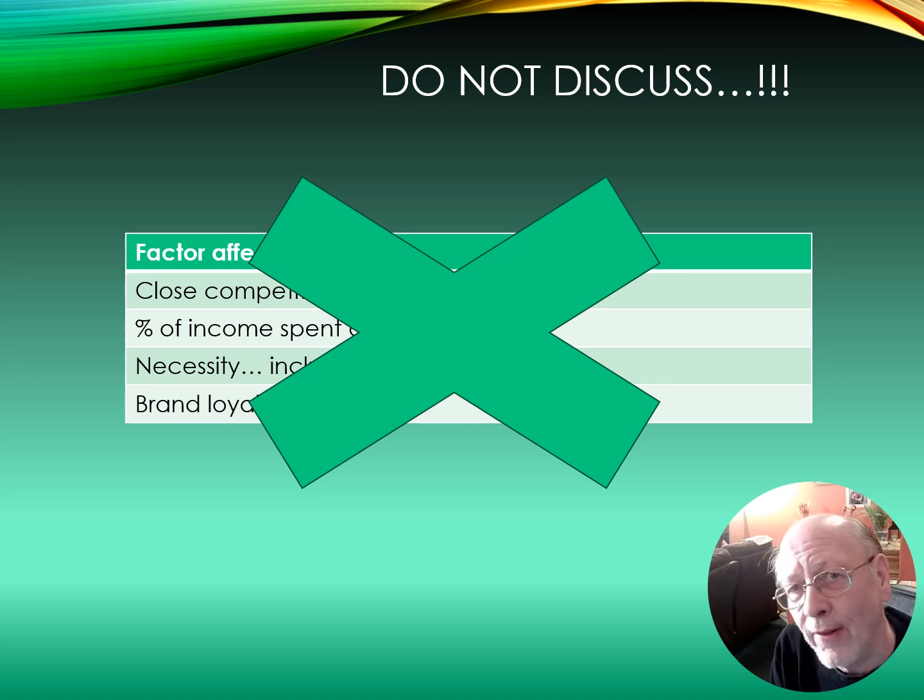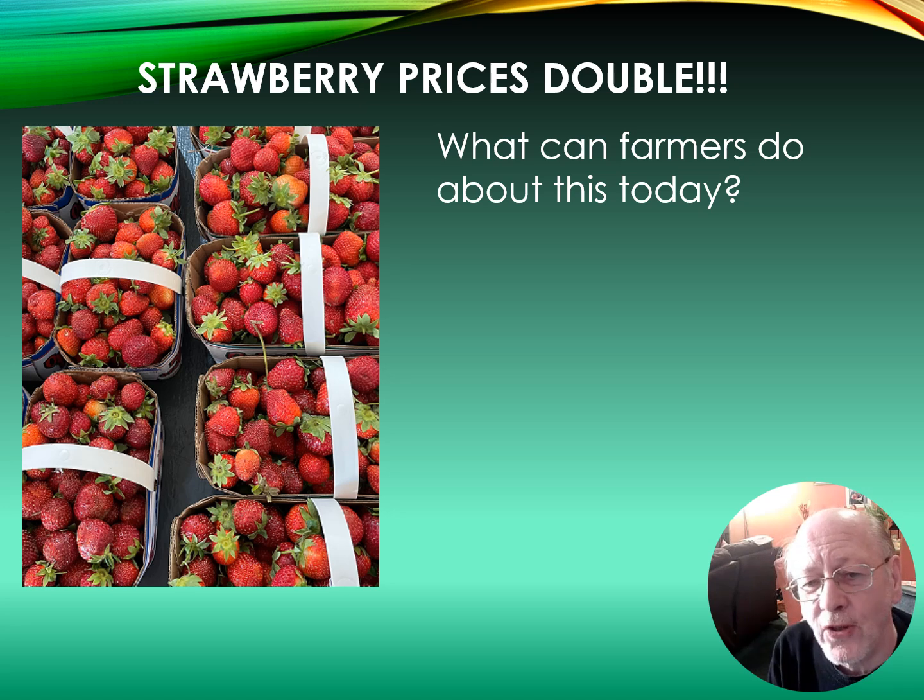And if you write about those things, the examiners will be happy to give you a 0, or if you get the definition right and write about those things, you might just get a mark if you are lucky. So we have to look at things from the perspective of producers. In this case, we're looking at the fresh strawberry market.